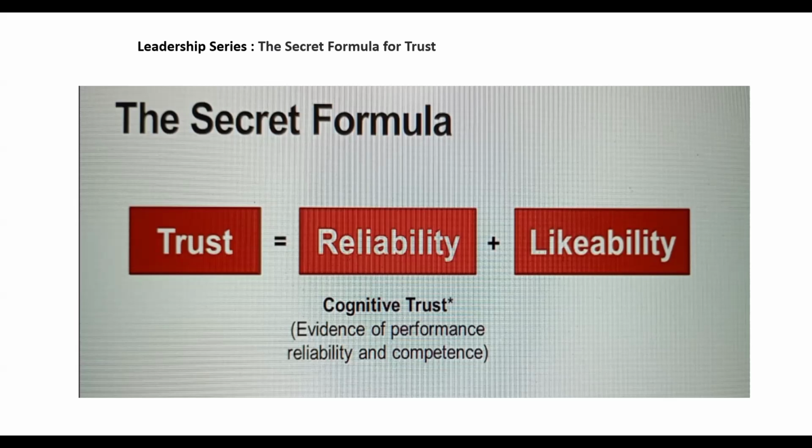So what are the four tactics for increasing reliability? The first is to verify skills. The second is to be explicit. Third is to lead by example, and the fourth is to count on others. So the first is to verify skills.